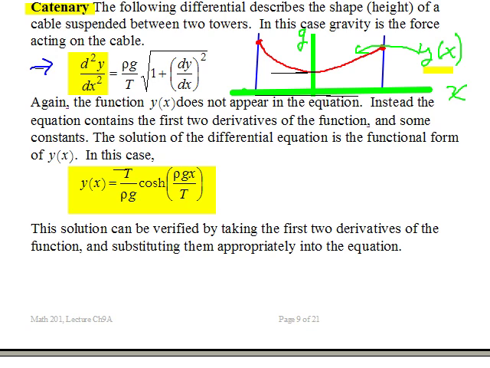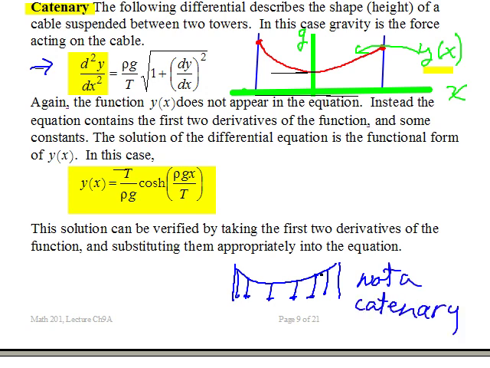Note, just as an aside, if you have a cable like on a bridge, and you have those little wires that hold on to it, that is not a catenary. You're pulling the wire into the shape, so this is not a catenary. Only gravity acts on the wire here.